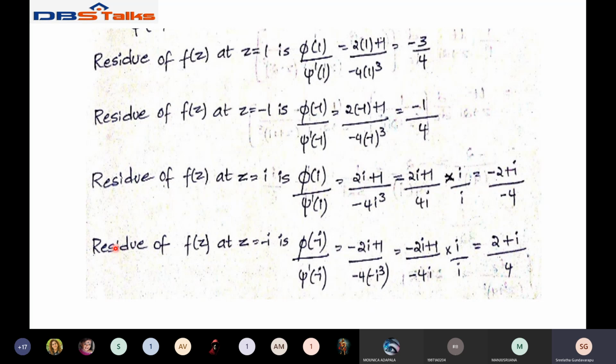So the residue of f(z) at z equal to i is (minus 2 plus i) by minus 4. And finally, at the pole z equal to minus i, the residue of f(z) at z equal to minus i is phi(minus i) by z dash(minus i). Now substitute a equal to minus i. We get (2 plus i) by 4.